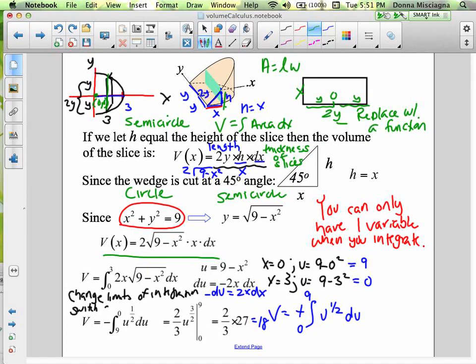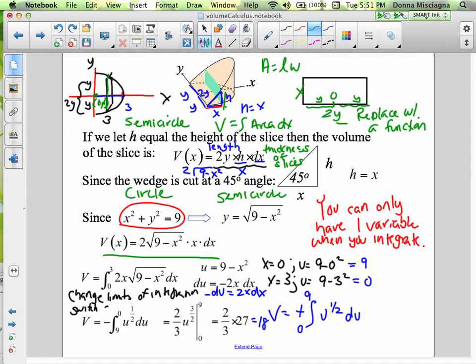We're going to do a u substitution. Going to kind of follow along with the chicken scratch on the bottom there. I changed the limits of integration. So if x is 0, u is 9 minus 0 squared, or 9. And then if x is 3, u is 9 minus 3 squared, or 0.